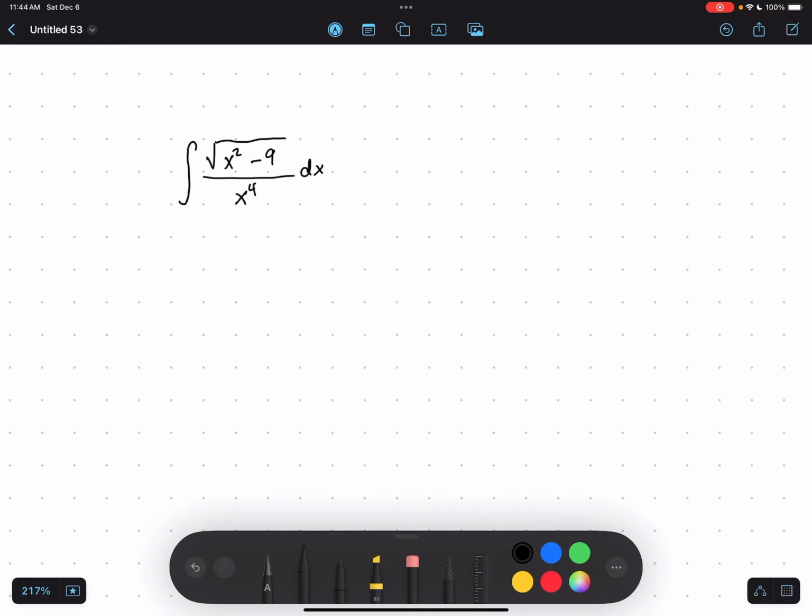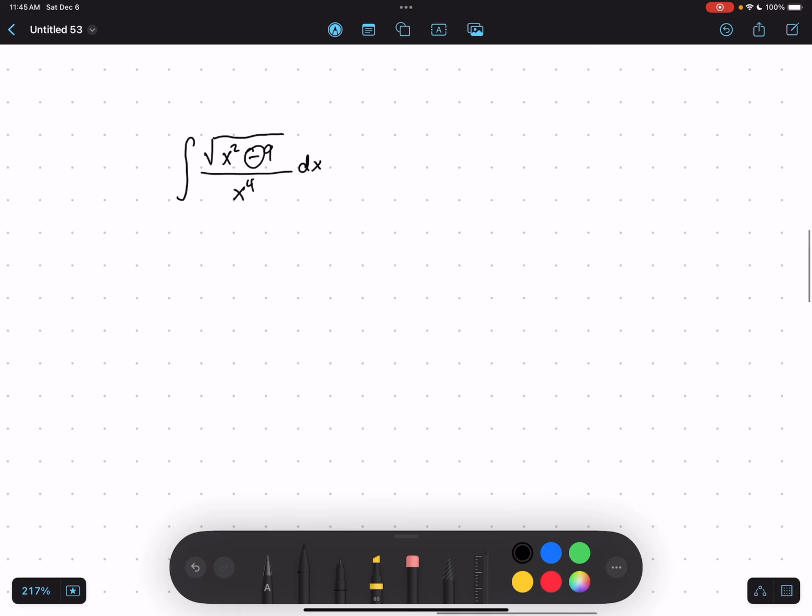All right, so we've got a classic trig sub problem here. We've got the square root of x squared minus 9 all over x to the fourth. Now, because we are dealing with a subtraction here, we know that it's going to be either sine or secant, and because x is first, not a, we know that it's a secant problem. So what we'll do is we'll let x equal a secant theta.